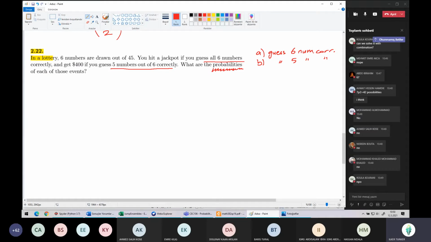Yes, I wait for your suggestions. How can we solve it? Part A. Six numbers are drawn out of 45. You hit a jackpot if you guess all 6 numbers correctly. What is the probability?